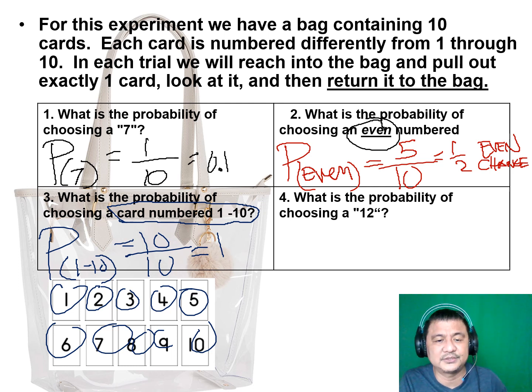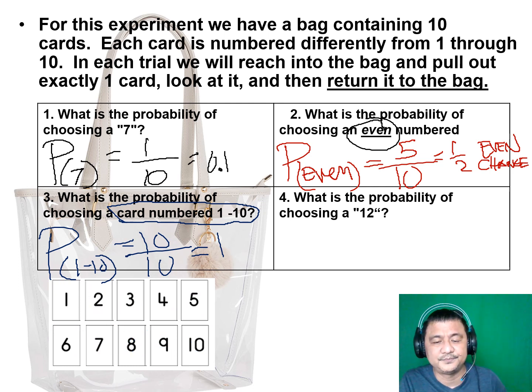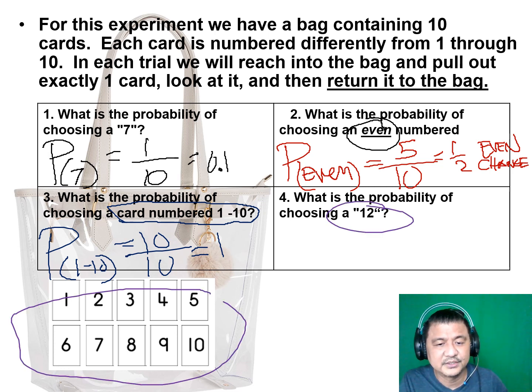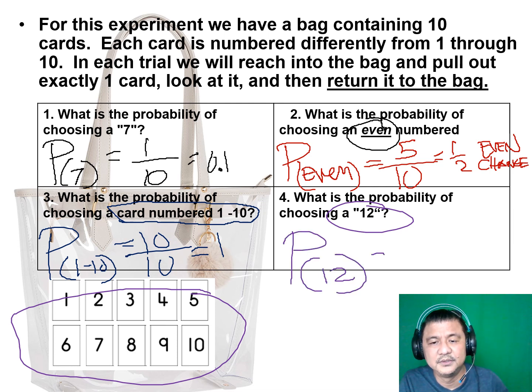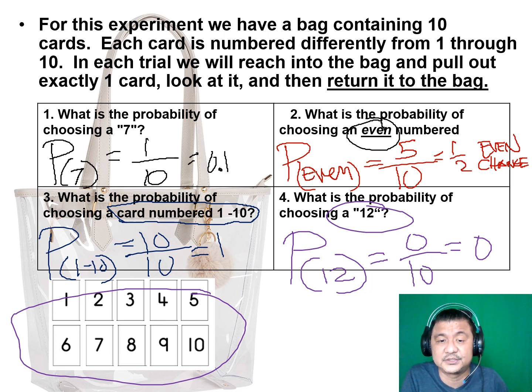Okay, let's try the last one. Let's erase this. What is the probability of choosing a number 12? Look at our choices here. Can you see a 12? All right, probability of getting a 12. No way, there's no 12. So 0 out of a total of 10. So 0 divided by 10 is 0. So what are the chances? No chances. You are very certain that it will not happen.